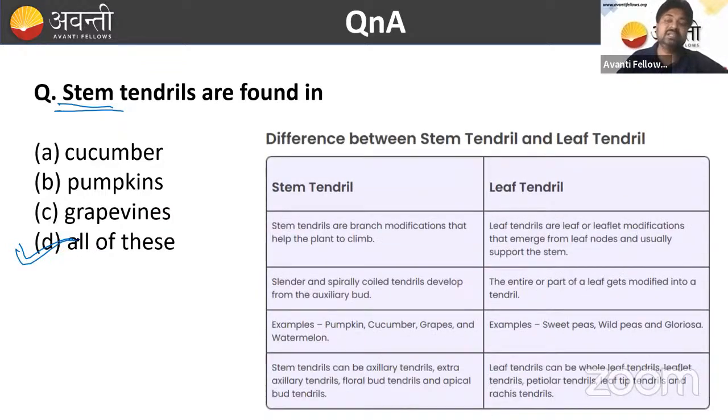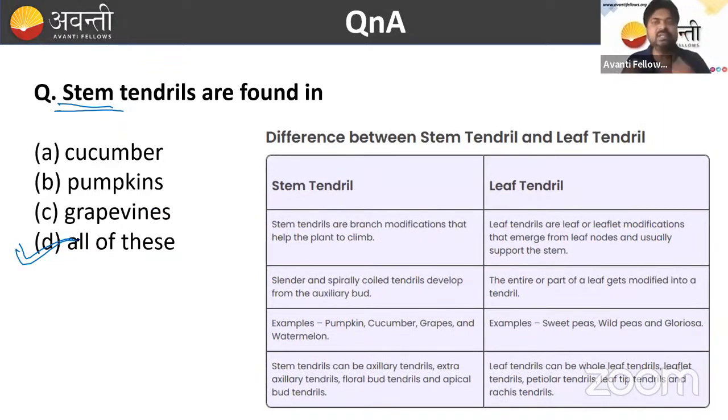Here you can see the difference between the stem tendril and the leaf tendril. Stem tendrils are useful for the climbing of the plant, and they are a modification of stem. A leaf tendril is a modification of leaves, and it is also useful for support to the stem. Here you can see the complete difference on your screen.